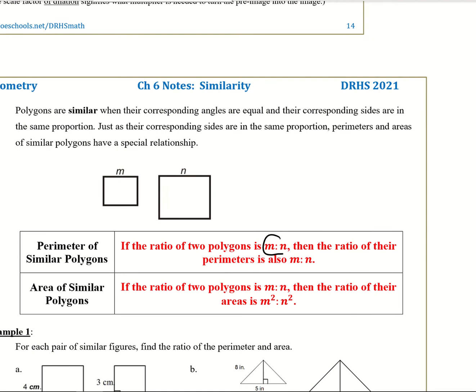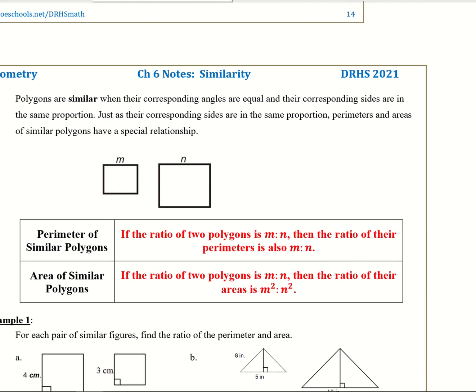Let me circle that better. I gave it a shot. Then the ratio of their perimeters is also m to n, so it's the exact same. And then the area of similar polygons, if the ratio of two polygons is m to n, then the ratio of their areas is m squared to n squared. Right? So again, this is your scale factor right here.